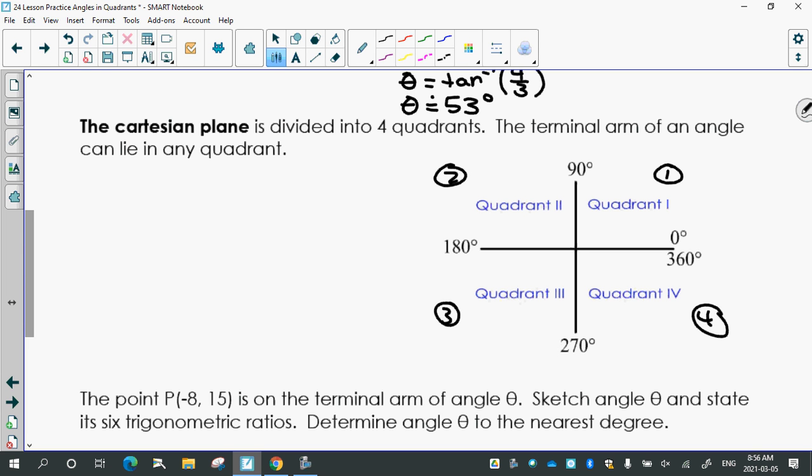So if your terminal arm's in quadrant 1, as we talked about, your angle is going to be between 0 and 90, because 90 degrees makes a quadrant. If it's in the second quadrant, your angle will be between 90 and 180. Your terminal arm's in the third quadrant, and it'll be somewhere between 180 and 270. And if it's in the fourth quadrant, it'll be between 270 and 360. Okay?